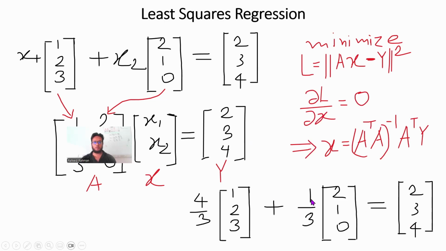So 4 by 3 and 1 by 3. But there are some issues here. For example, x1 and x2 are unconstrained, so they can be anything. They can be negative values as well. It could have been minus 1/3 or minus 4 by 3 as well, and it doesn't matter. But there are some problems in which we don't want these coefficients to be negative. We strictly want them to be either 0 or positive. I'm going to show you an example of that right now.